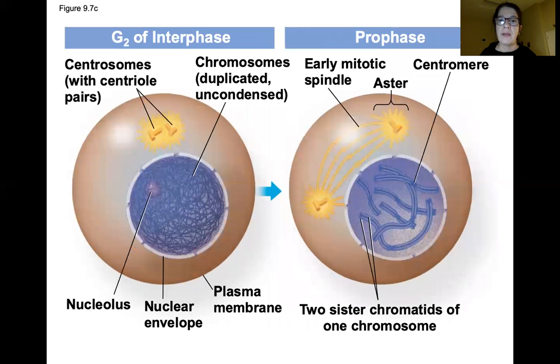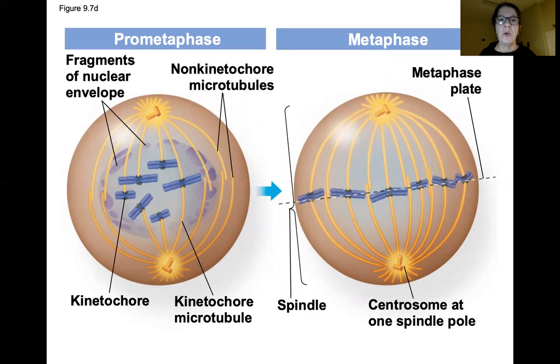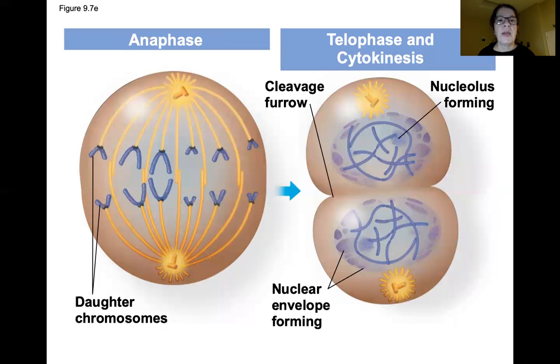And by the way, I did forget to mention that in prophase, the nuclear envelope, the nuclear membrane, will begin to disintegrate, to fall apart. So the nuclear membrane actually disappears. In prometaphase, there's no longer a nuclear membrane. In metaphase, there's no longer a nuclear membrane. So in anaphase, the sister chromatids are beginning to get separated.